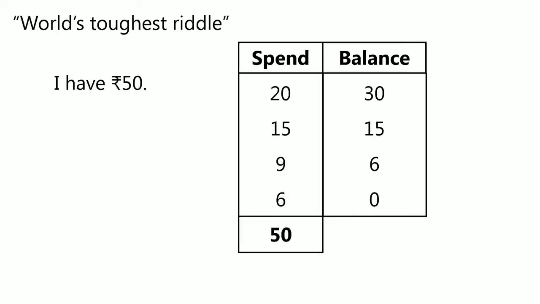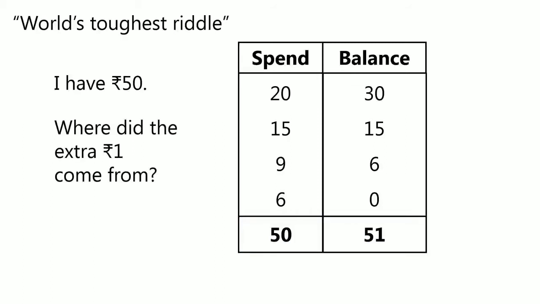Now what's the total amount in the balance column? It's not 50, it's actually 51. And this is the puzzle. Where did the extra 1 rupee come from?